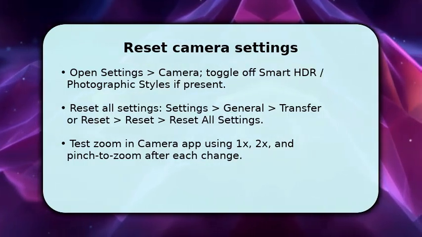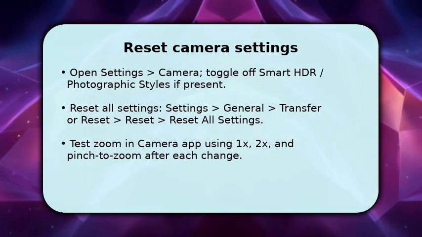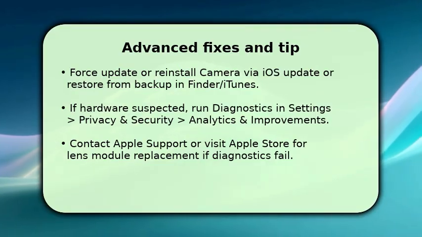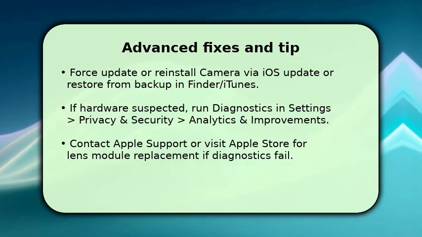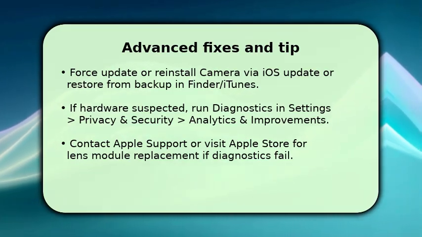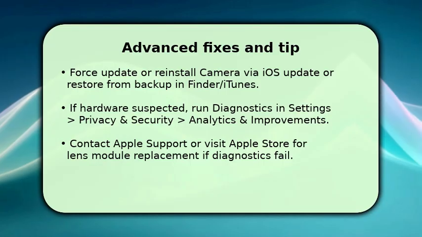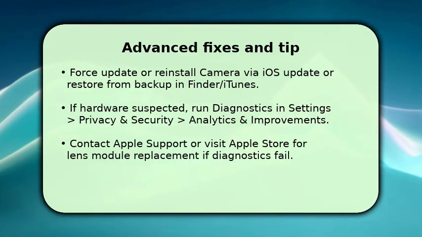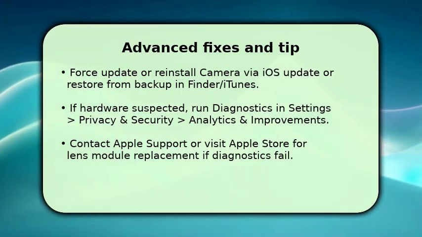If zoom still fails, you move to Advanced Fixes. Update iOS or restore the iPhone from a known good backup using Finder or iTunes to rule out app-level corruption. Once done, check diagnostics in Settings, Privacy and Security, Analytics and Improvements for camera errors, and run a full camera test if available. If diagnostics indicate hardware faults or the zoom remains erratic, contact Apple support or book a Genius Bar appointment for lens module inspection or replacement.